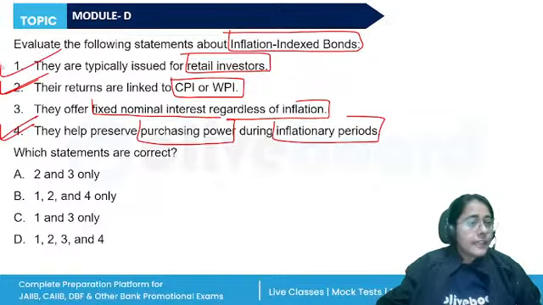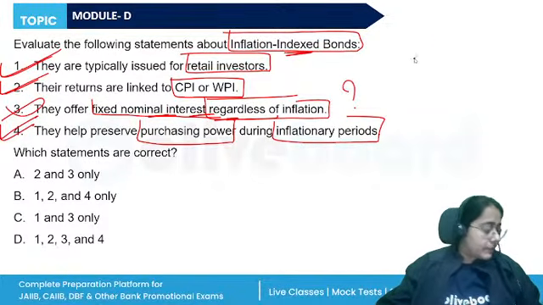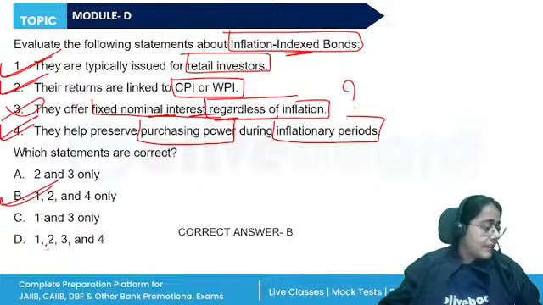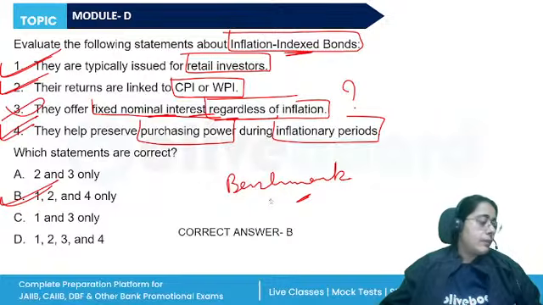And they're typically issued for retail investors, but they do not offer a fixed nominal interest rate regardless of inflation. Why? The name itself tells us it is inflation indexed. It is linked to the current inflation in the economy. So if inflation increases or decreases, the bond coupon will also increase or decrease. The benchmark for determining the rate of interest is inflation, CPI or WPI. All right, so B should be correct.